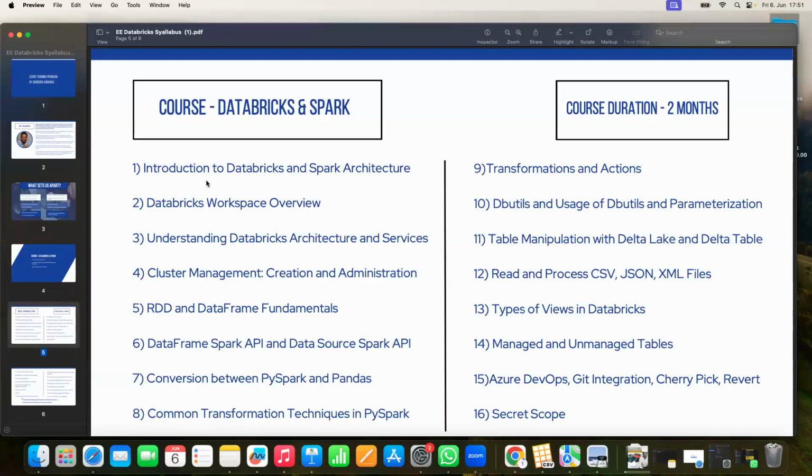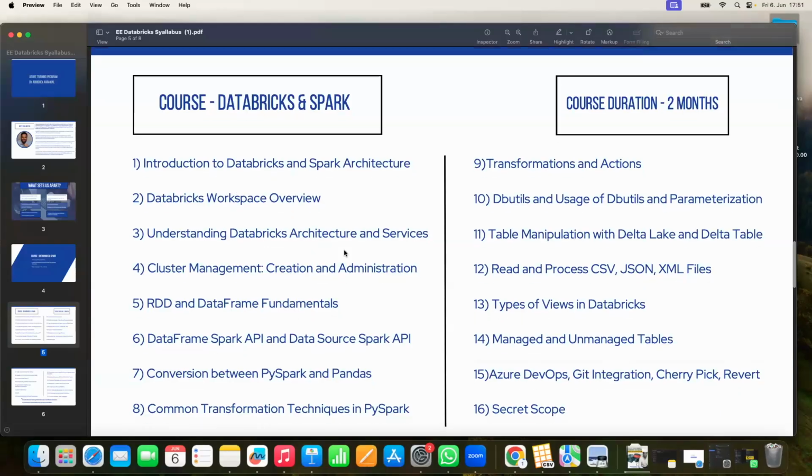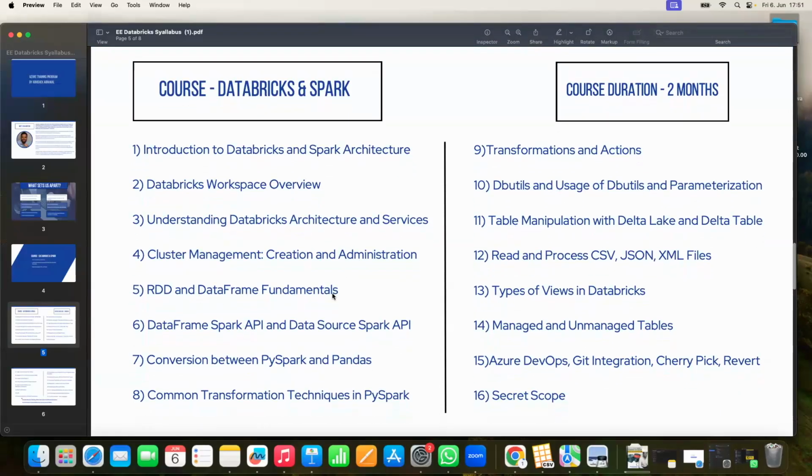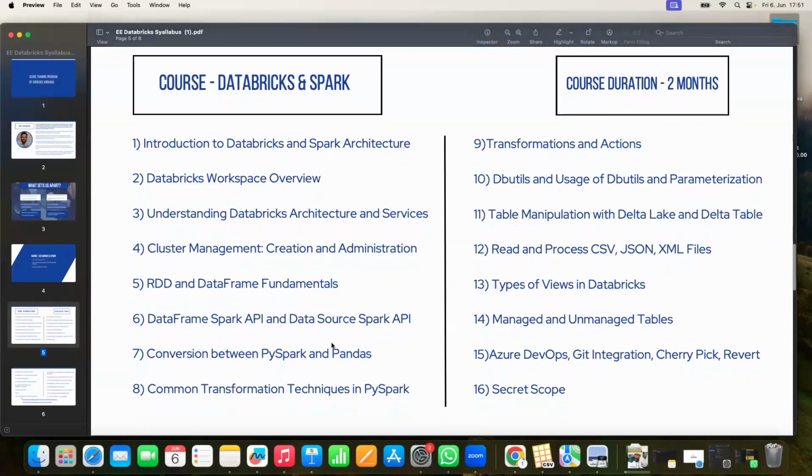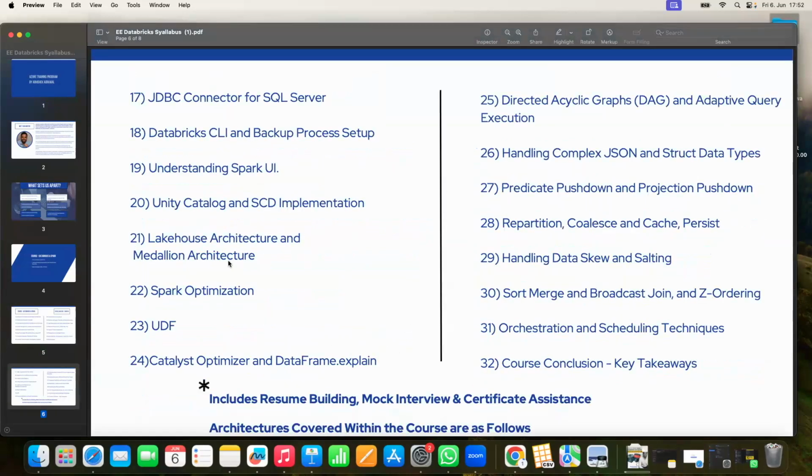So here we will learn about Databricks and Spark: Databricks overview, Databricks architecture, cluster creation, RDD, DataFrame, Spark UI, pandas, PySpark, how to convert pandas to PySpark, unmanaged table, managed table, types of view, how to process different kinds of file, right? All of that we will learn. And then we'll learn about JDBC connector, Databricks CLI, Spark UI, Unity catalog, SCD implementation, Lakehouse architecture, Medallion architecture.